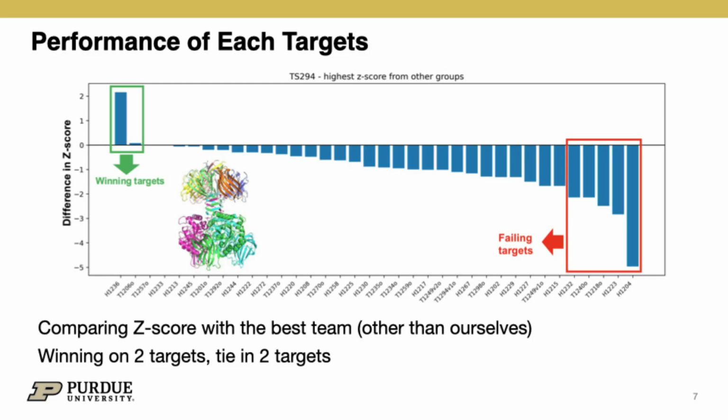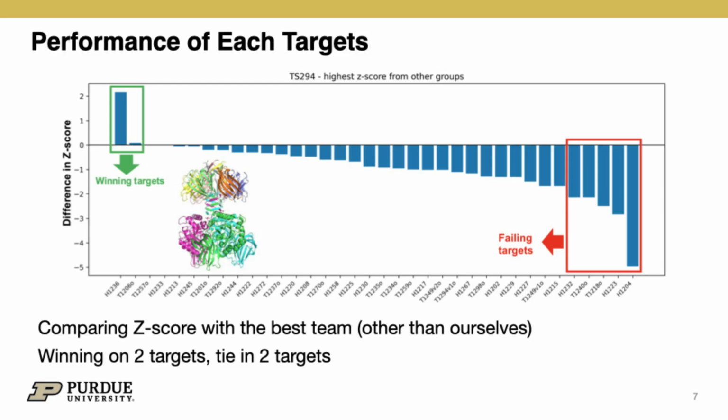So this slide is what we got from the organizer. This is a performance difference between our model against the other top models, excluding us. Those are the two targets we did clearly better, and those are two models we are tied with some other groups. For the rest of them, we are not too far off, but we are not the top modeler for many targets, and there are some significant failed targets. So we highlight these winning targets and then failed targets.